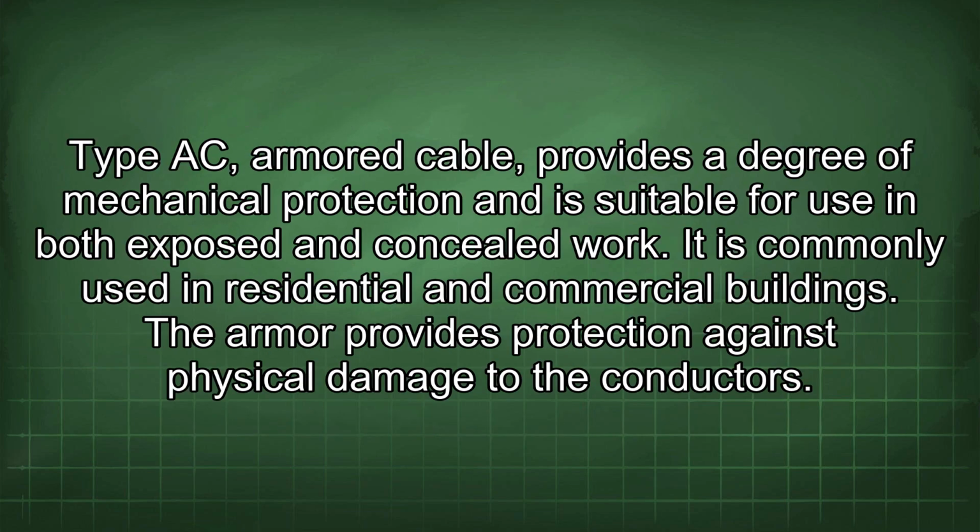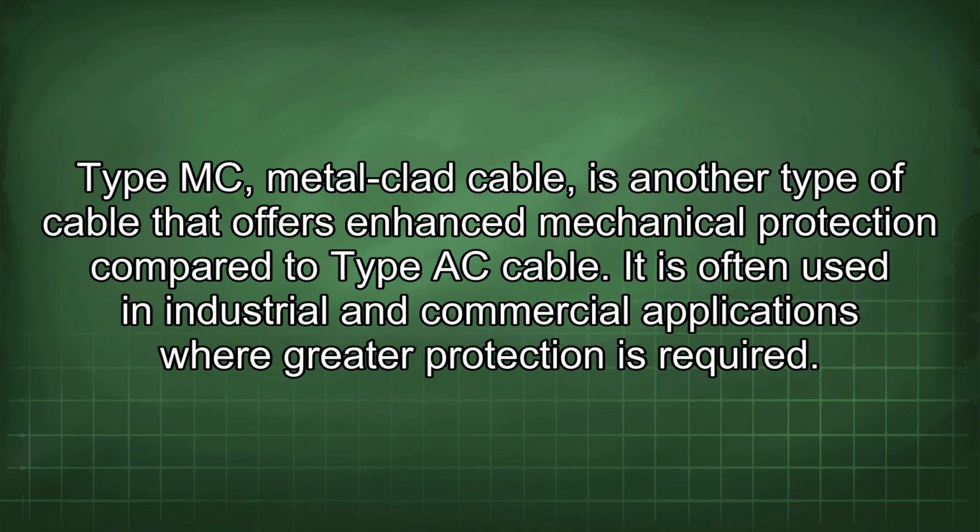Type AC, armored cable, provides a degree of mechanical protection and is suitable for use in both exposed and concealed work. It is commonly used in residential and commercial buildings. The armor provides protection against physical damage to the conductors. Type MC, metal-clad cable, is another type of cable that offers enhanced mechanical protection compared to Type AC cable. It is often used in industrial and commercial applications where greater protection is required.